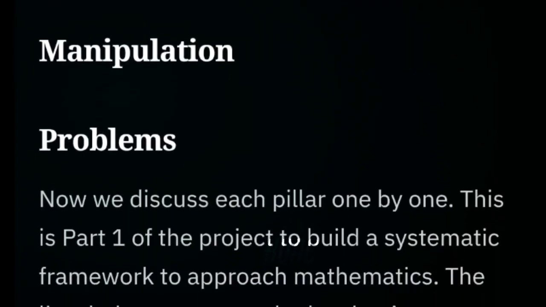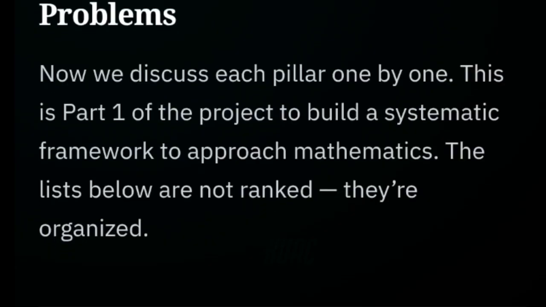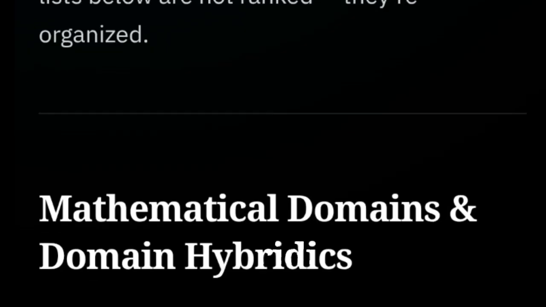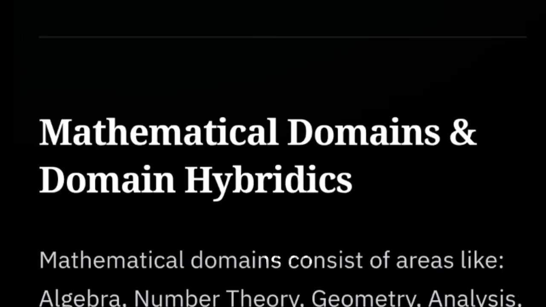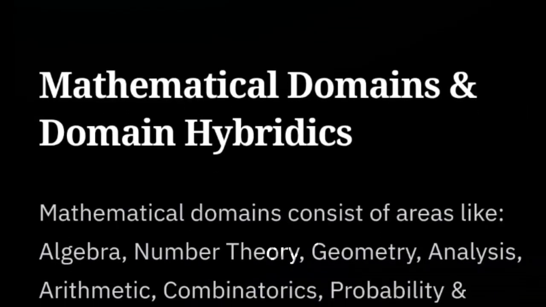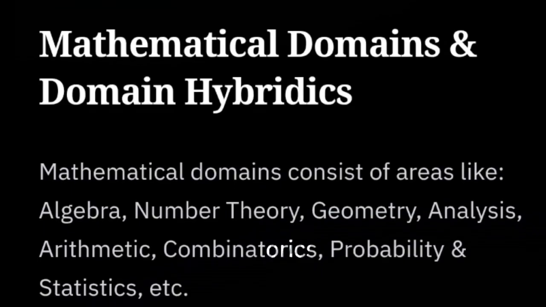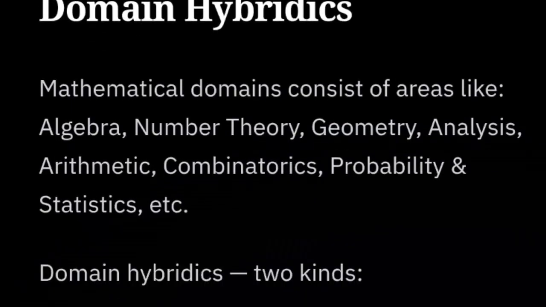Now we discuss each pillar one by one. This is part one of the project to build a systematic framework to approach mathematics. The lists below are not ranked, they're organized. 1. Mathematical domains and domain hybridics. Mathematical domains consist of areas like algebra, number theory, geometry, analysis, arithmetic, combinatorics, probability, and statistics, etc.